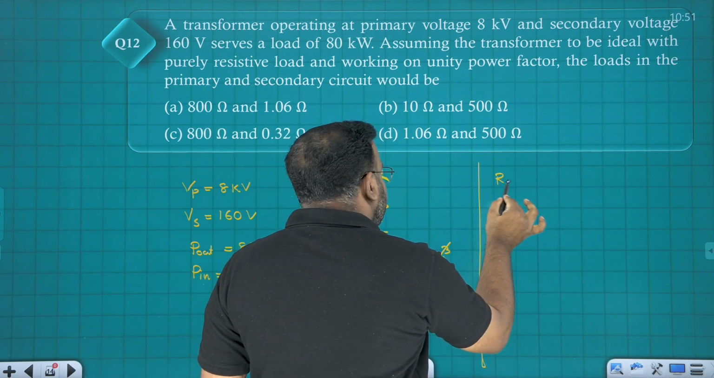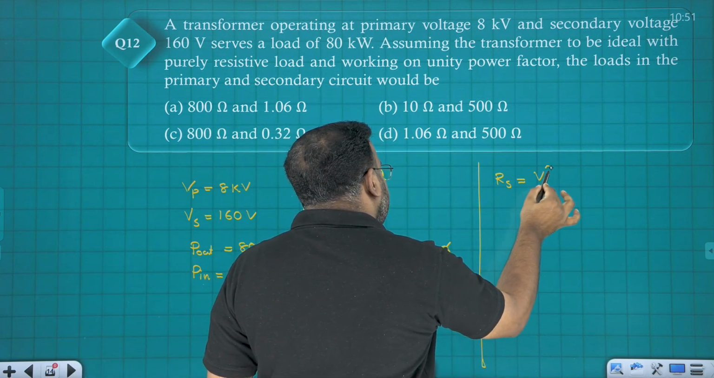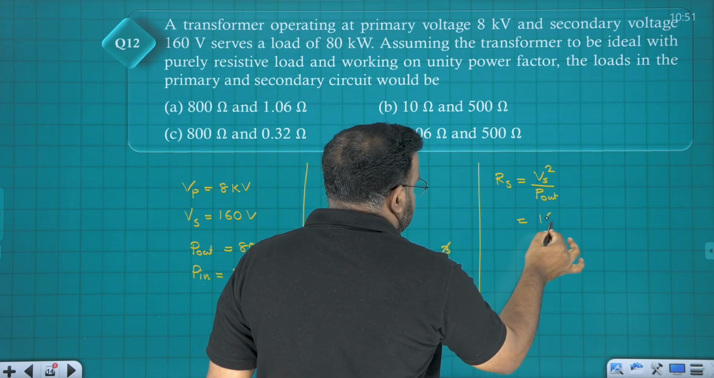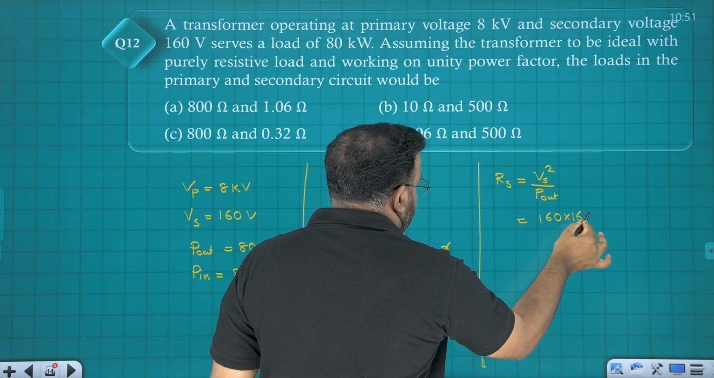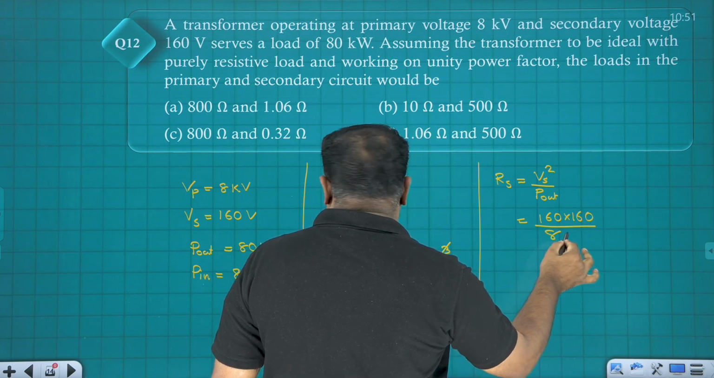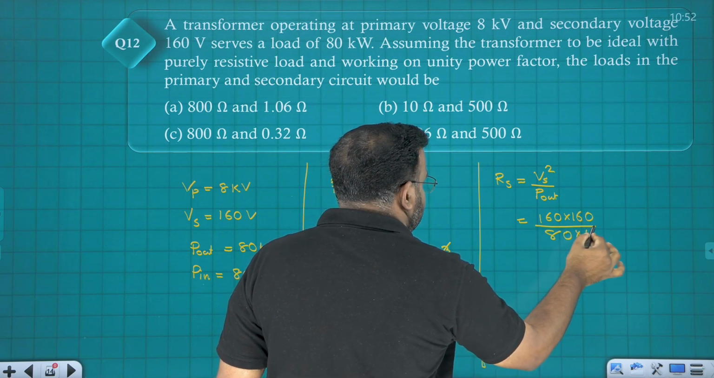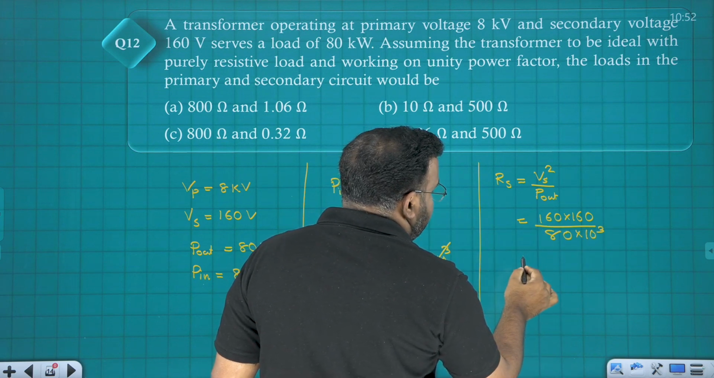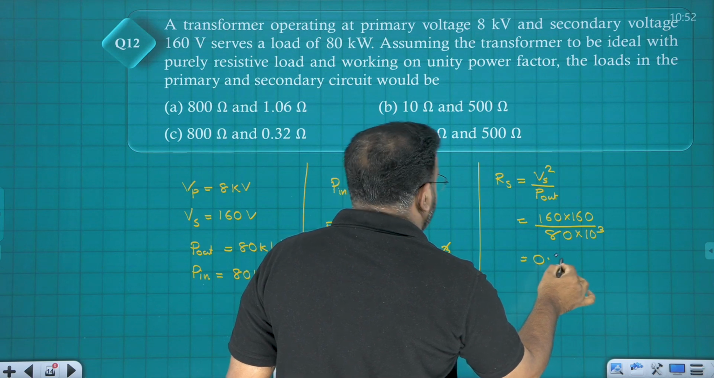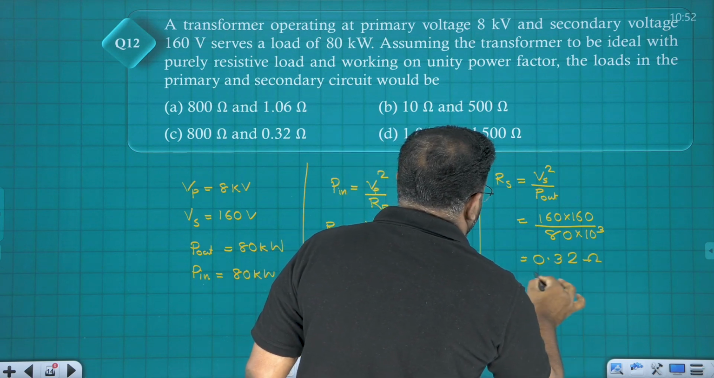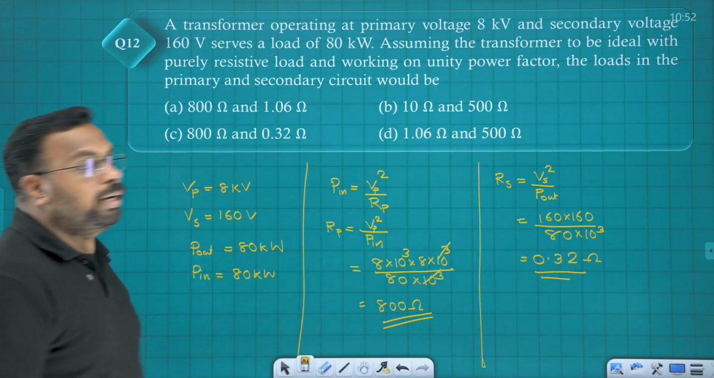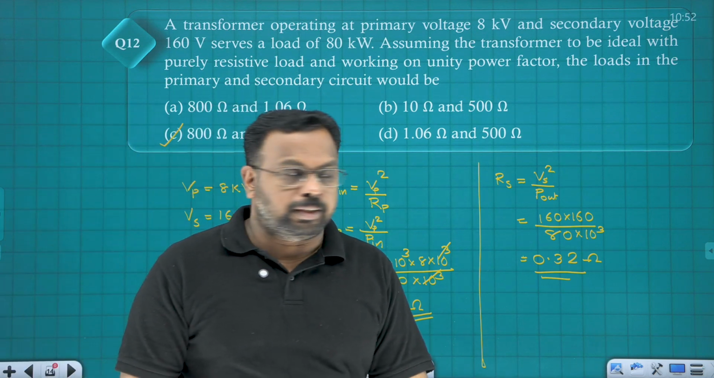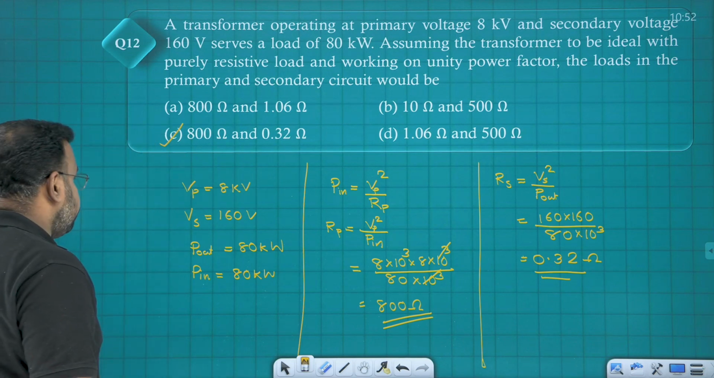Now we have to find R secondary. That will be Vs square by P out, isn't it? What is Vs? 160, so 160 into 160, 160 square, by again 80 kilowatt, so 80 into 10 to the power 3. So 160 by 80 becomes 2, and 2 into 320 by 10 to the power 3 gives 0.32. Yes, we got the answer. So R primary is 800 ohm and R secondary is 0.32 ohm. Okay? Yes. Question number 13.